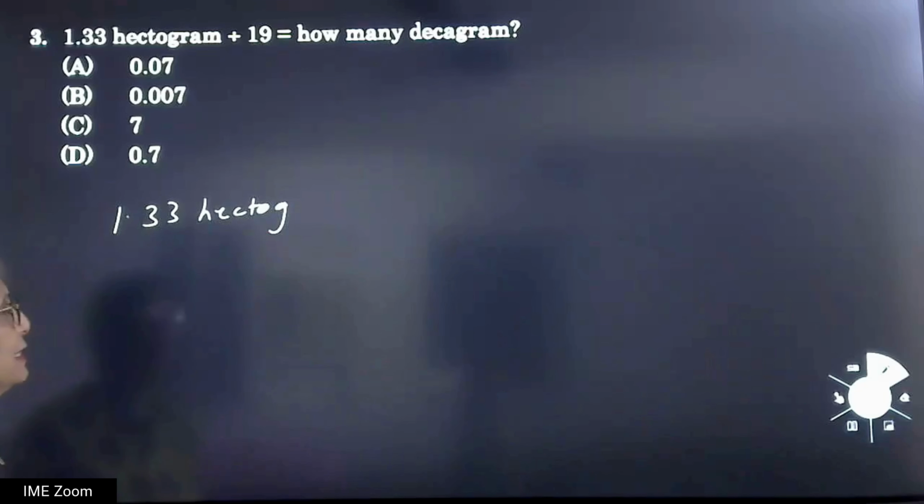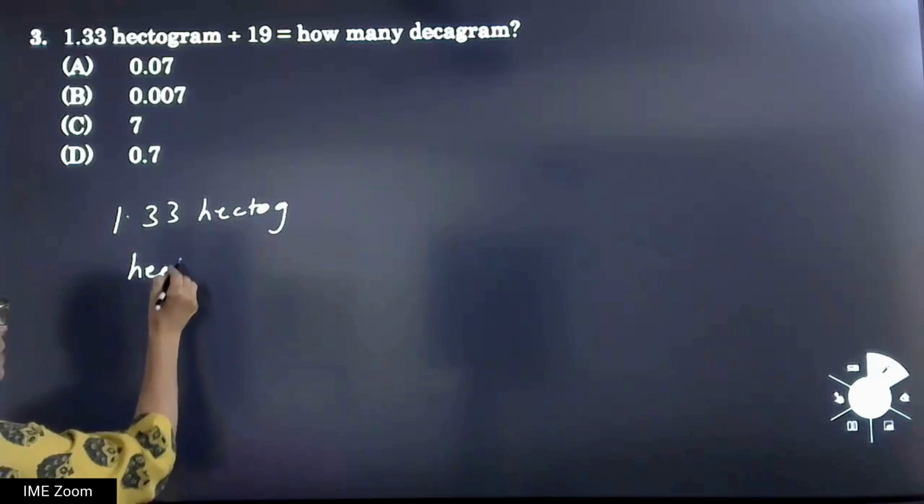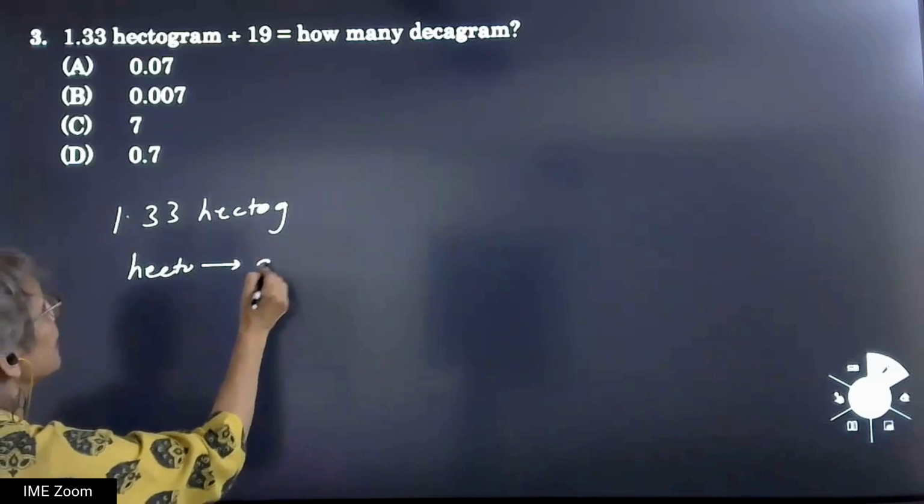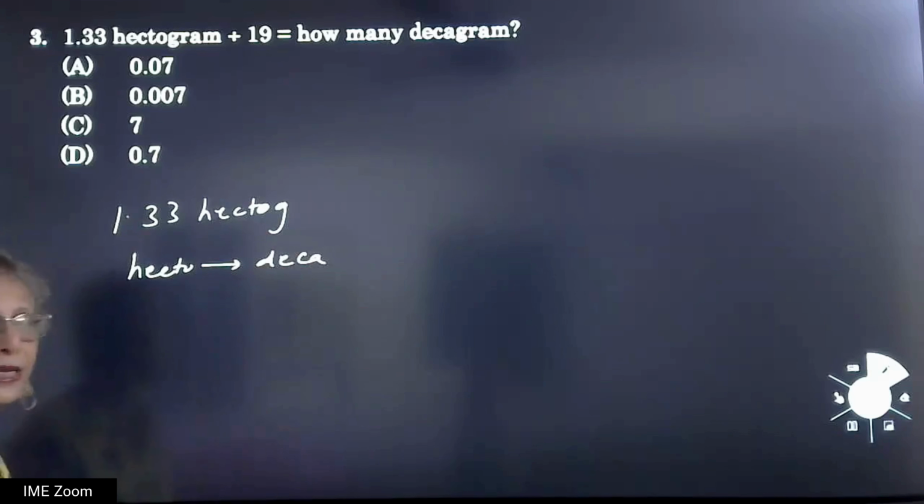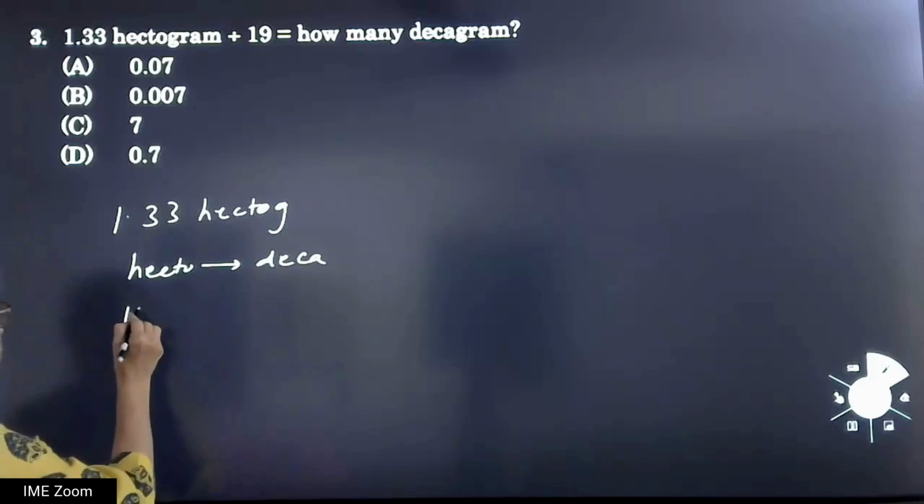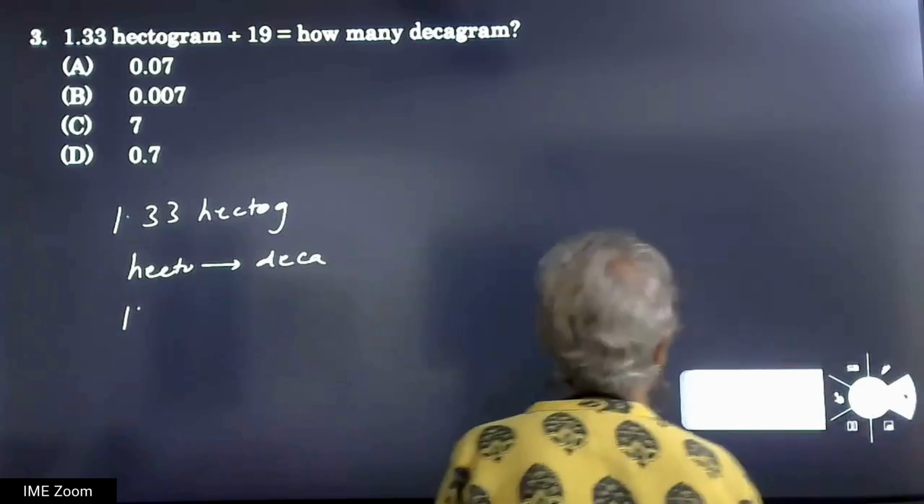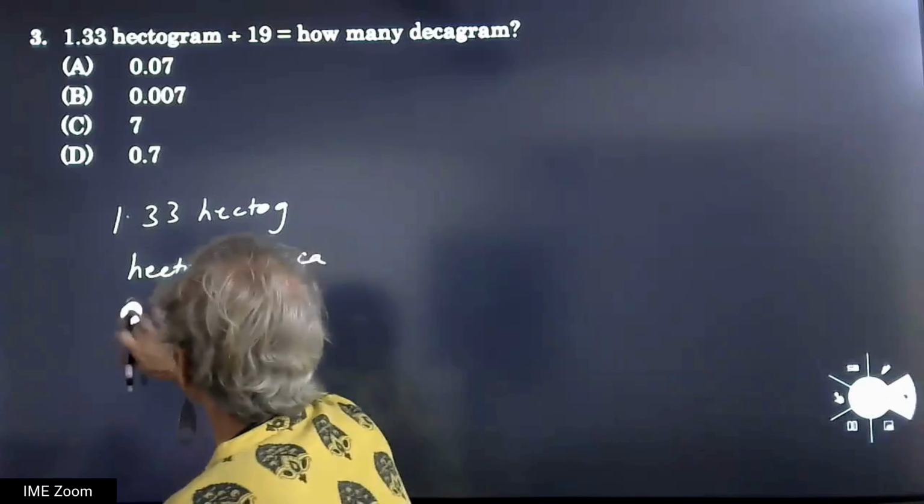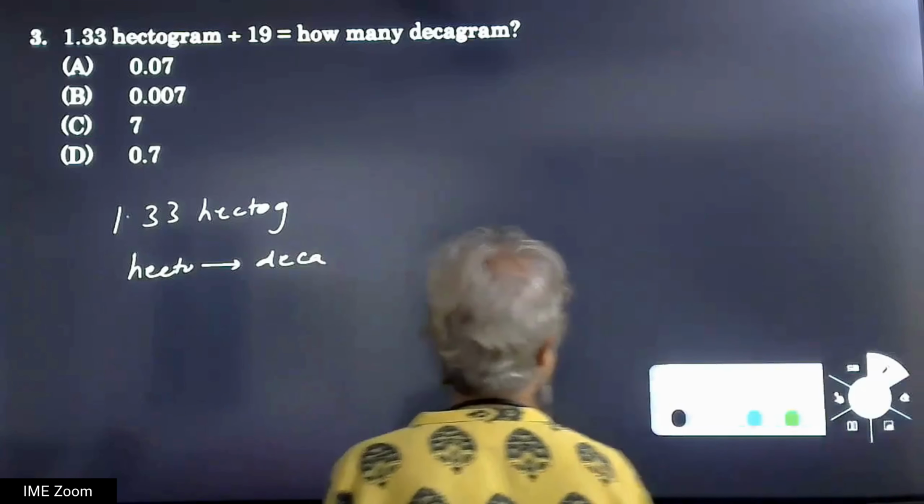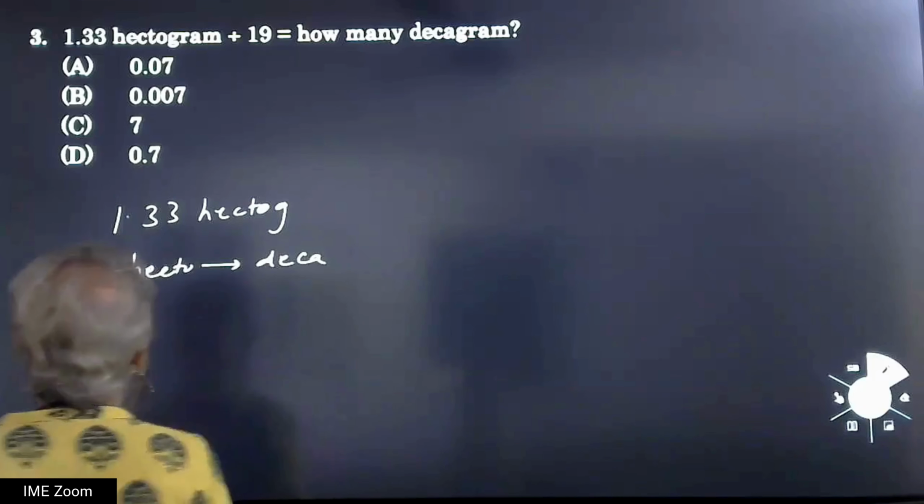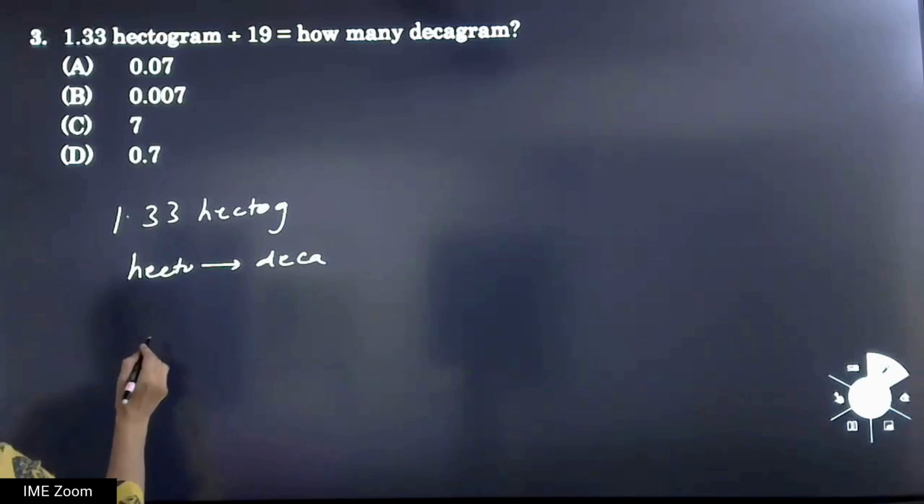Right? 1.33 hectogram. Now hecto to deca. Hecto to deca. What we have to do? Multiply by 10. So we will multiply 1.33 multiplied by 10. See how decimal fractions are used here.